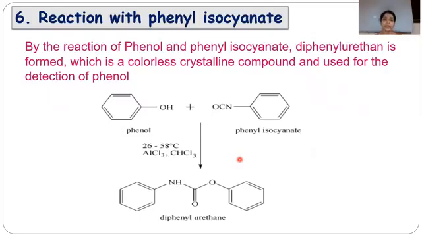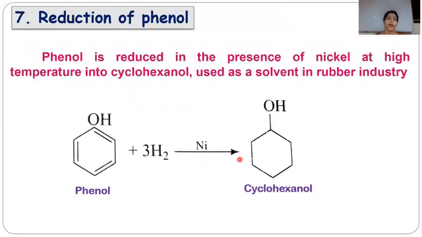Next reaction is the reaction with phenyl isocyanate. By the reaction of phenol and phenyl isocyanate, phenylurethane is formed, which is a colorless crystalline compound used for the detection of phenol. It is formed by the reaction of phenol and phenyl isocyanate in the presence of aluminium trichloride and chloroform solvent at 26 to 58 degrees centigrade. Phenylurethane will form.